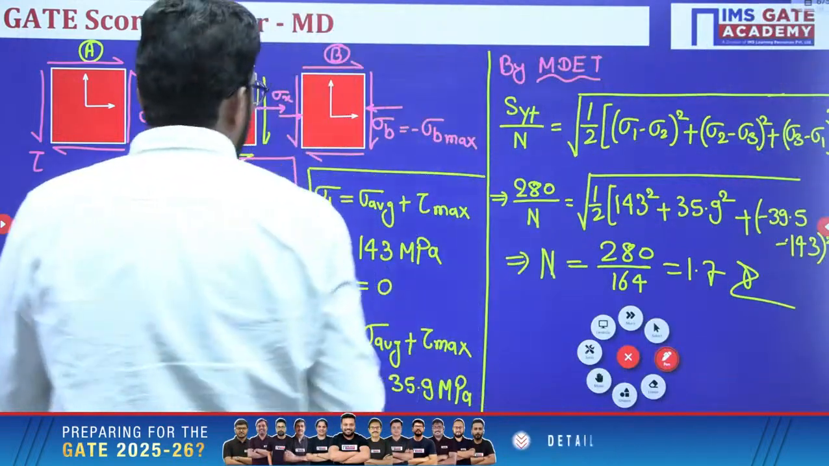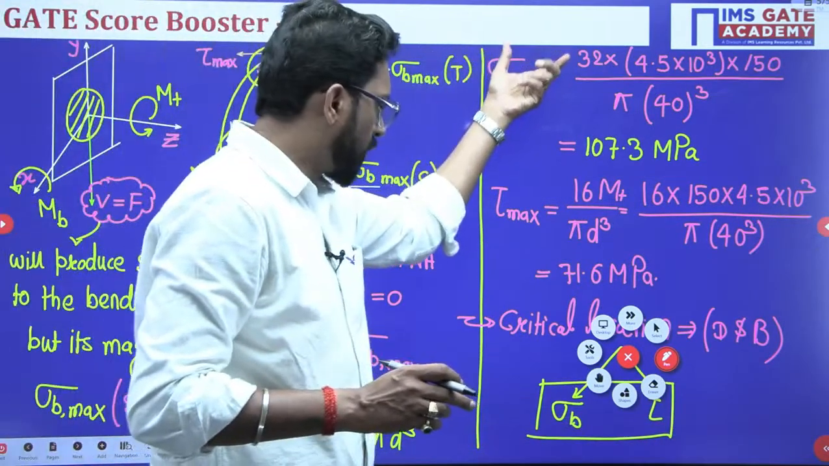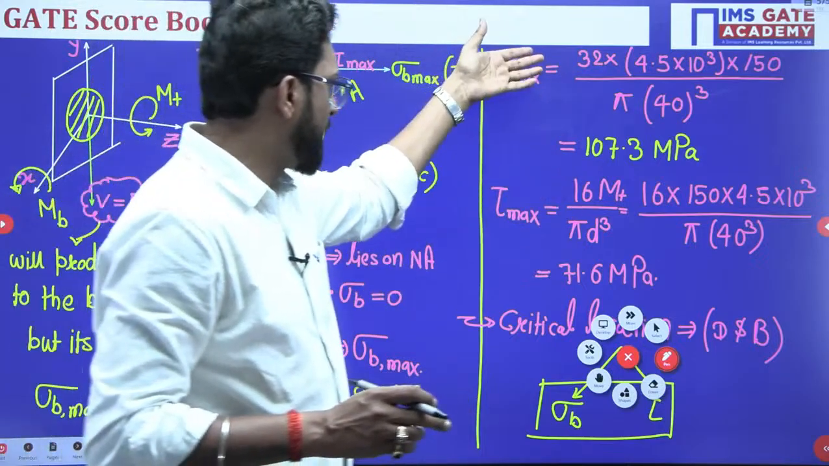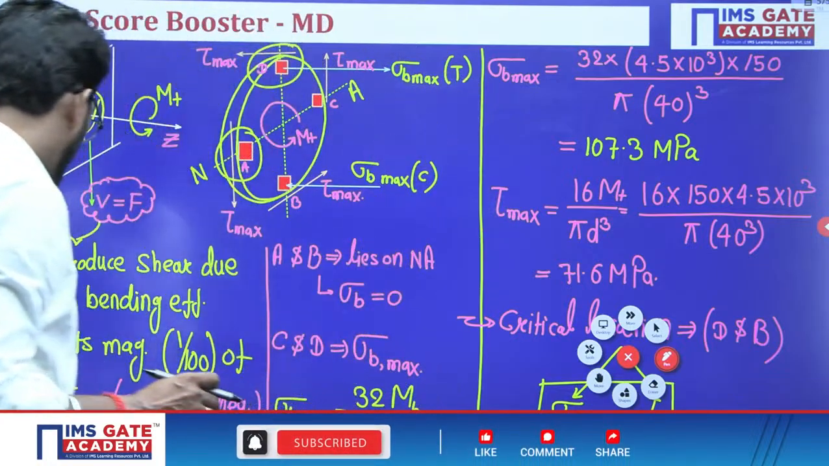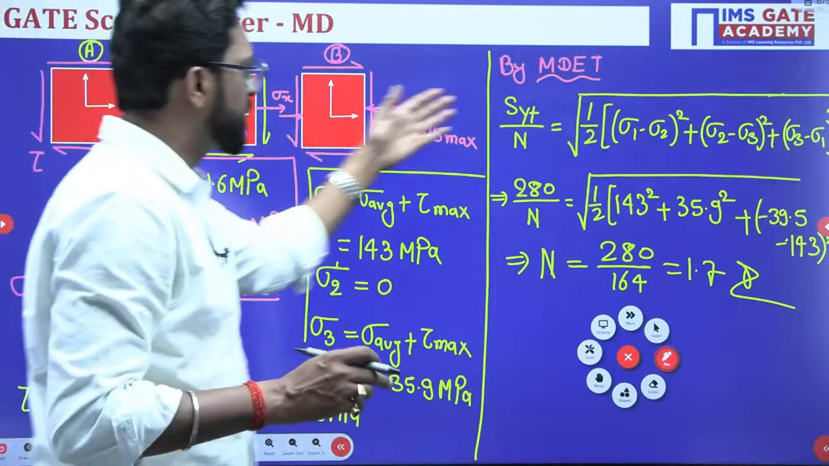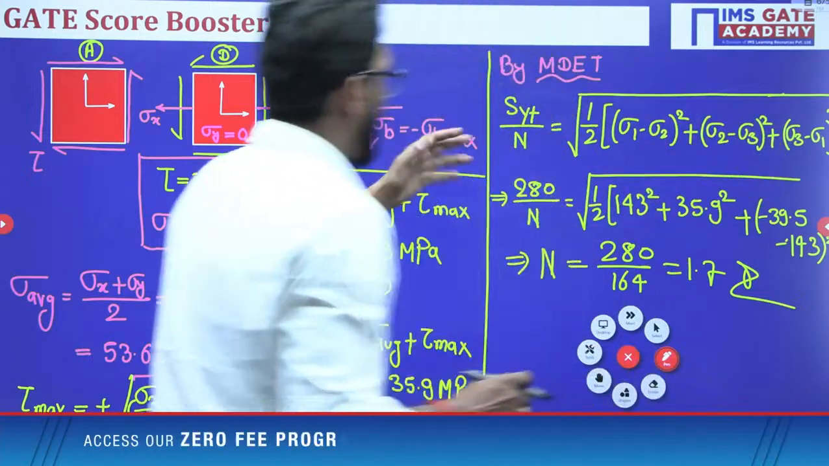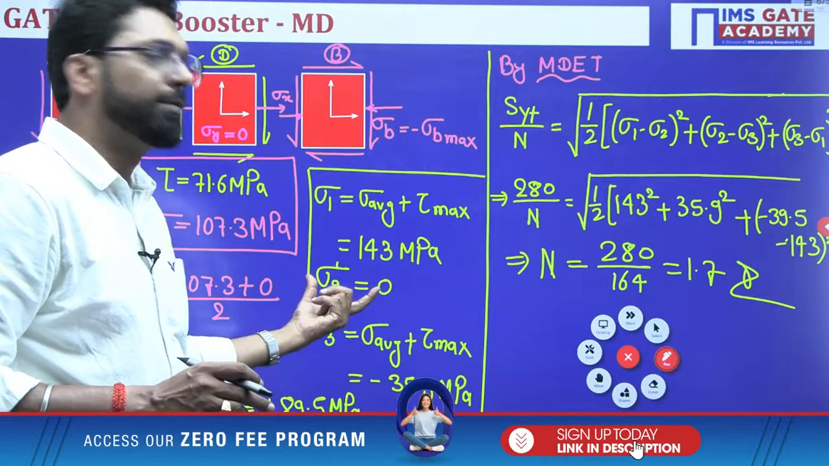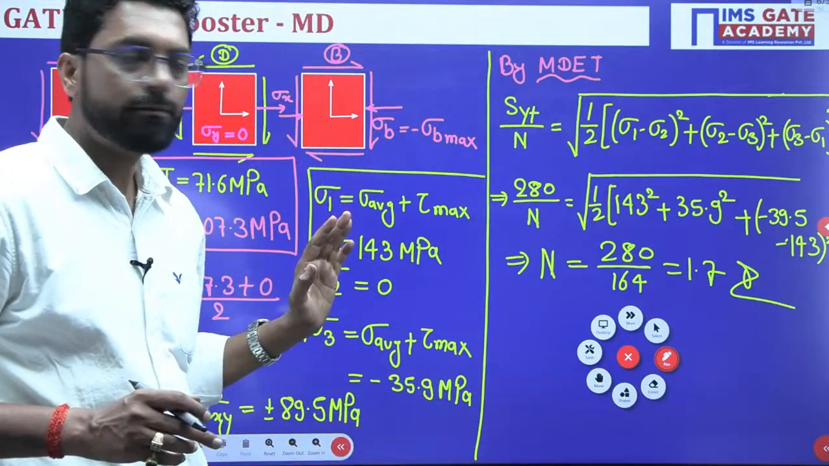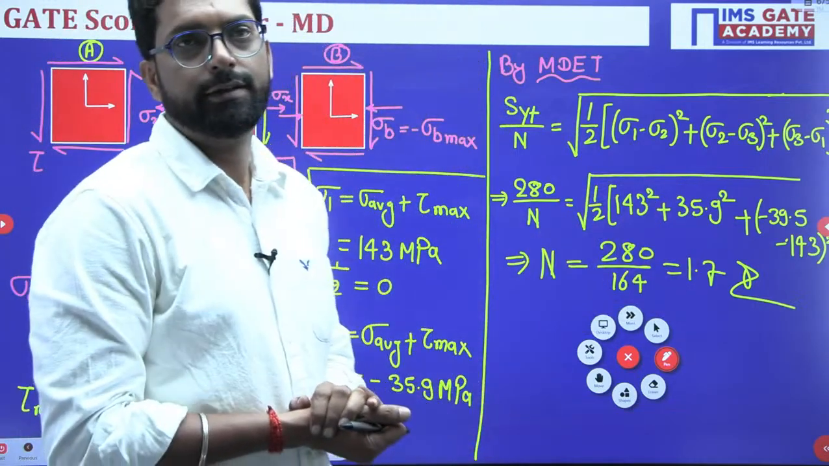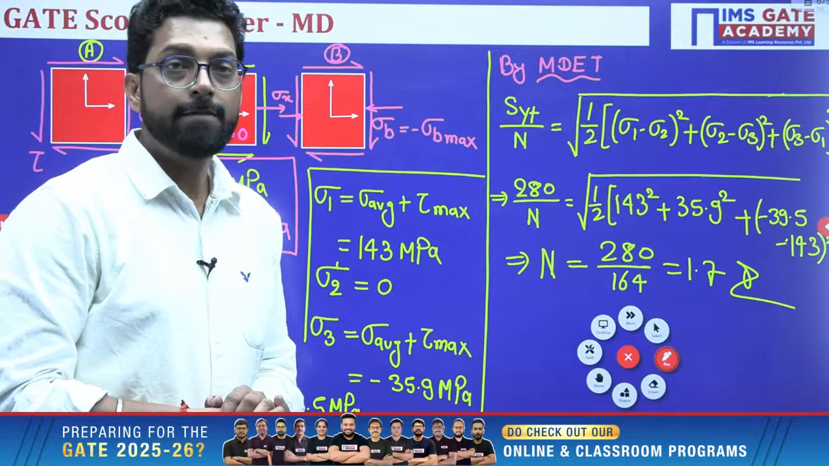So simply, we identify the critical section and, according to the elementary equations of SOM, find the maximum bending stress and torsional shear stress. Then we apply the maximum distortion energy theory: we find the principal stresses sigma 1, sigma 2, sigma 3, with the maximum, the minimum, and in between it is 0. So we take sigma 1, sigma 2, sigma 3, and then we find the shear stress. Clear? Done?